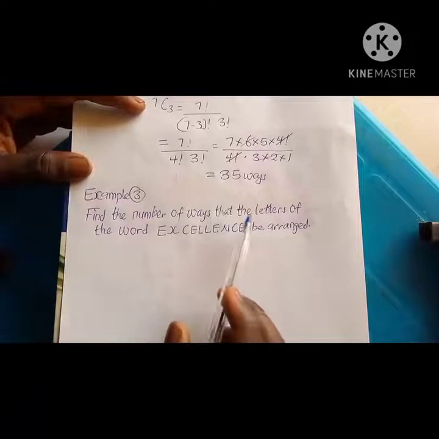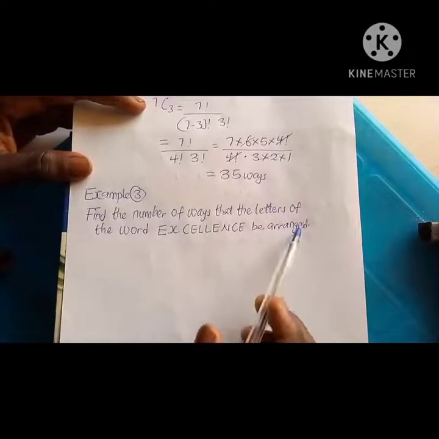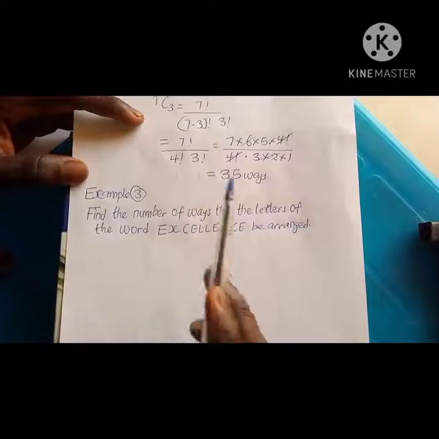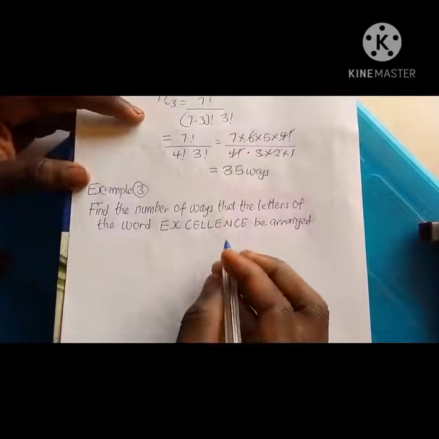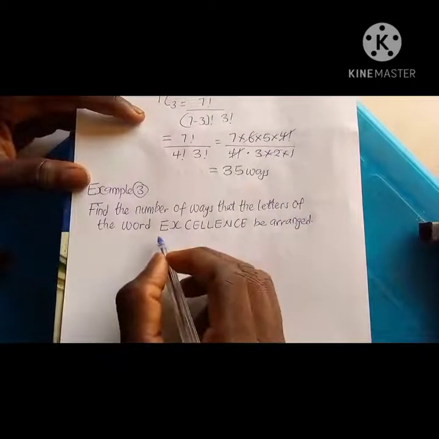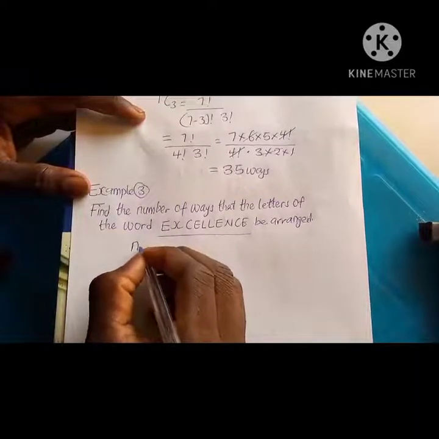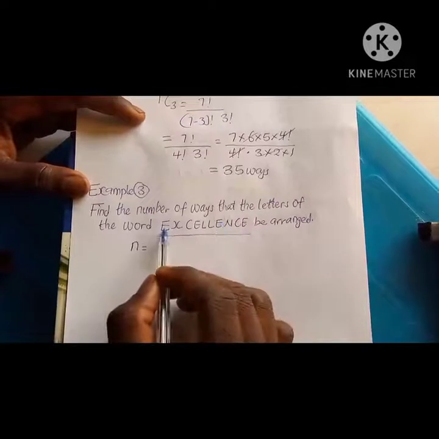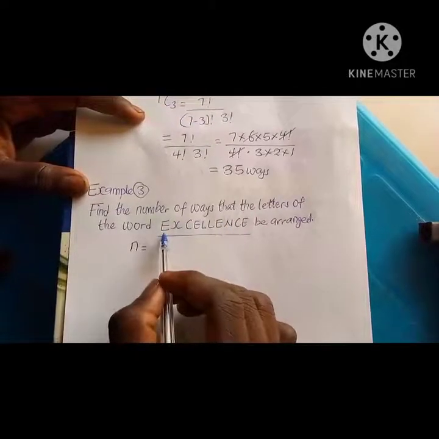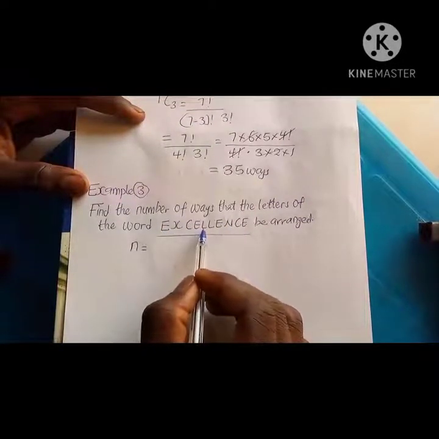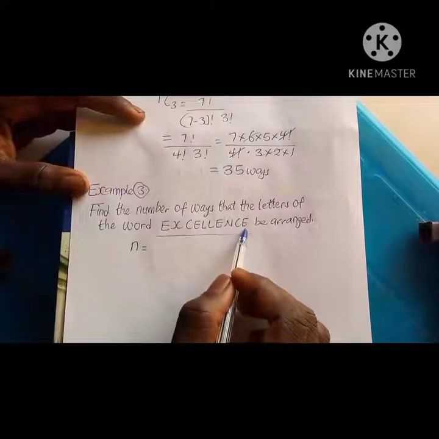Now this is another question. Find the number of ways that the letters of the word excellent can be arranged. This is different from the first and different from the second. Now this is what you are going to do. Just bring out the word excellent to arrange. Now your n in this place is going to be the total number of letters. This is 1, 2, 3, 4, 5, 6, 7, 8, 9, 10.